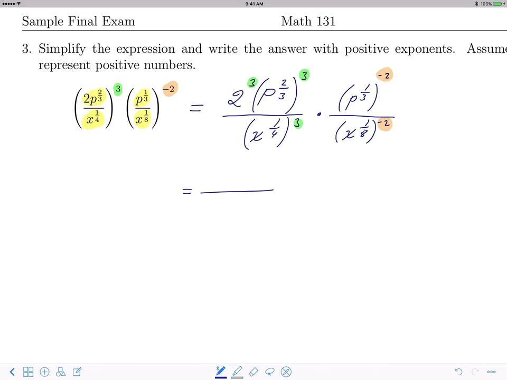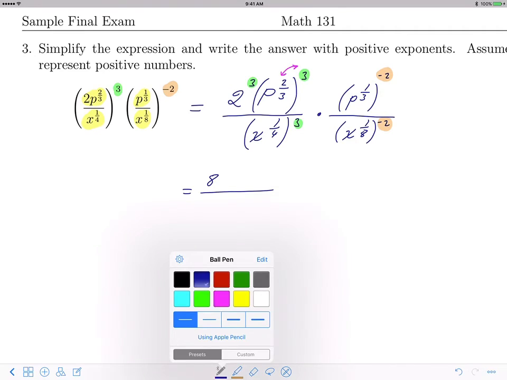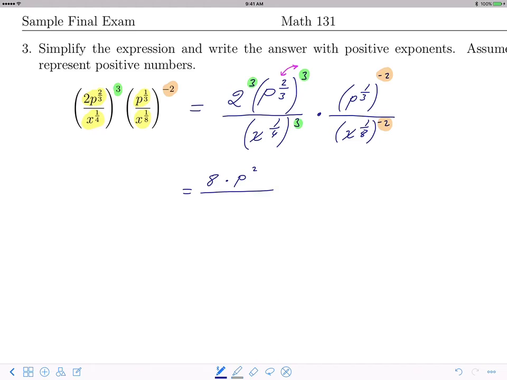In the first fraction, we have 8. And when you have a power to a power, we multiply the exponents. So 2/3 times 3 is 2, so that's just p squared. Similarly, here we have x to the 3/4. Next, same thing, we multiply the exponents. You get p to the -2/3, and here you get x to the -2/8, which is -1/4. And then here we have multiplication. Multiplying the numerators: 8p squared, p to the -2/3, and x to the 3/4, x to the -1/4.